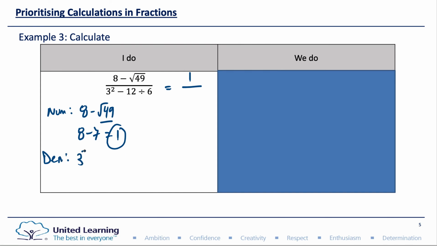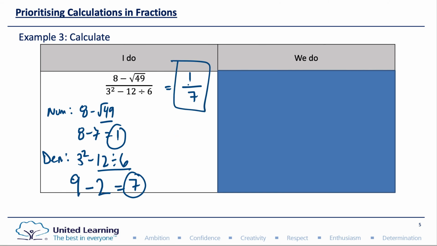We have 3 squared minus 12 divided by 6. 12 divided by 6 is 2, and 3 squared, which we actually have to do first, don't we, is 9. So I'll replace this with 9, and then this would come next to replace that with 2. And then 9 minus 2 is 7. So the correct final solution here is 1/7.